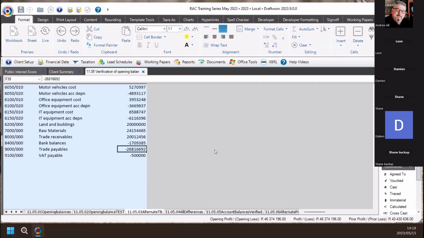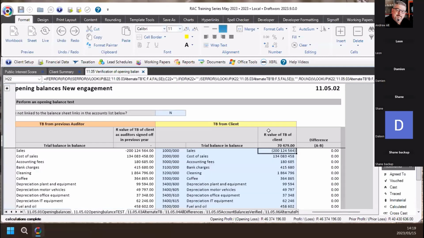Let me go and just, for instance, change the VAT account, and I'm going to go and add a second new account, and I'm going to make it... Now, the first thing it's going to tell me about this TB is that the TB I've imported is out of balance.